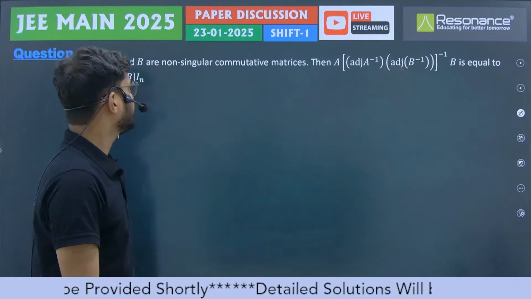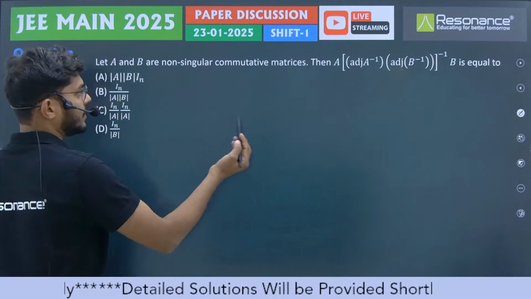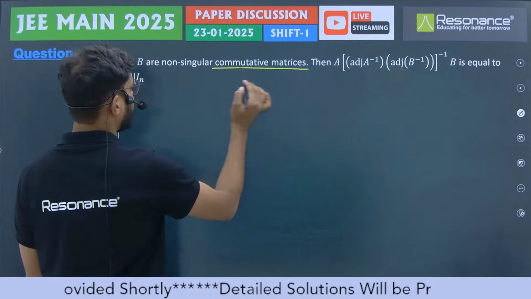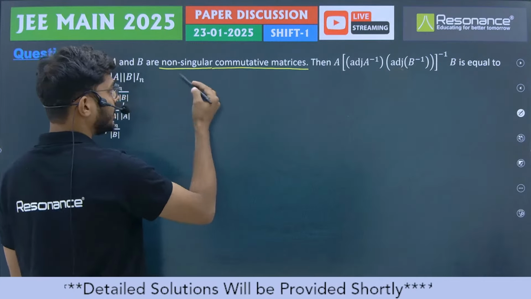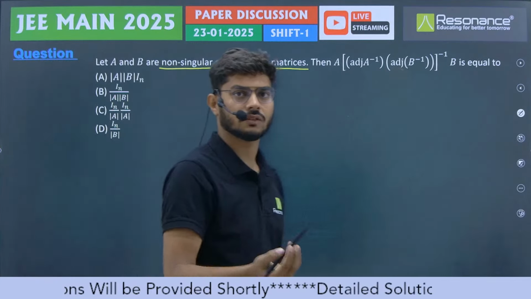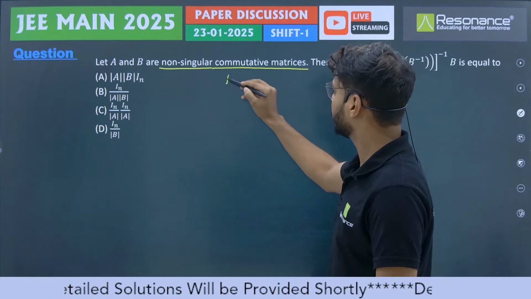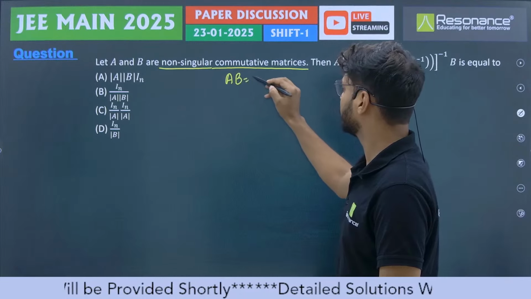Moving on to the next question. It is based on matrices, commutative matrix as well as non-singular matrix. Why is a non-singular matrix given? Because we can find the inverse of this, right? Commutative, what does commutative mean? AB equal to BA.